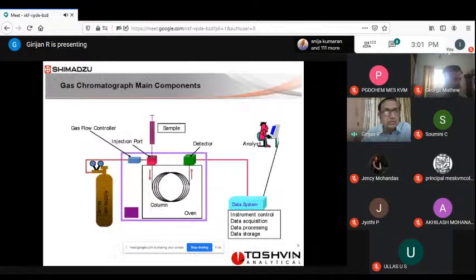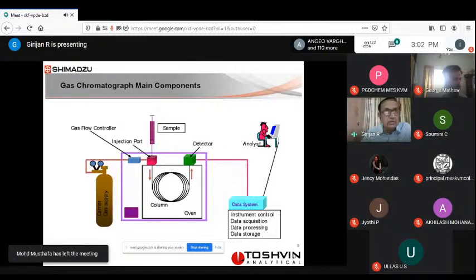So this is how a normal GC looks. It's just a diagram for the students to understand. There is a cylinder, that's the carrier gas, the mobile phase. As I told you, it's at a very high pressure, so we have a regulator on that to regulate the pressure. And there is a flow controller. We adjust the pressure of approximately 6 to 7 kilograms per square centimeter on the equipment, the GC.